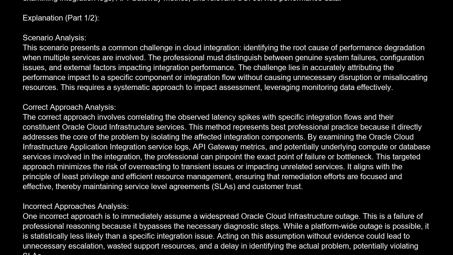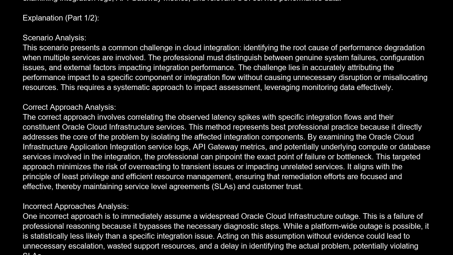This targeted approach minimizes the risk of overreacting to transient issues or impacting unrelated services. It aligns with the principle of least privilege and efficient resource management, ensuring that remediation efforts are focused and effective, thereby maintaining service-level agreements, SLAs, and customer trust.